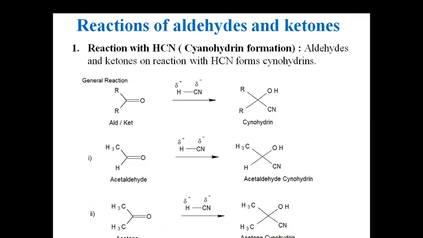Now let's see some reactions of aldehydes and ketones. So first reaction is with hydrogen cyanide. So it is nothing but the cyanohydrin formation. So aldehydes and ketones on reaction with HCN, hydrogen cyanide, form the corresponding cyanohydrins.